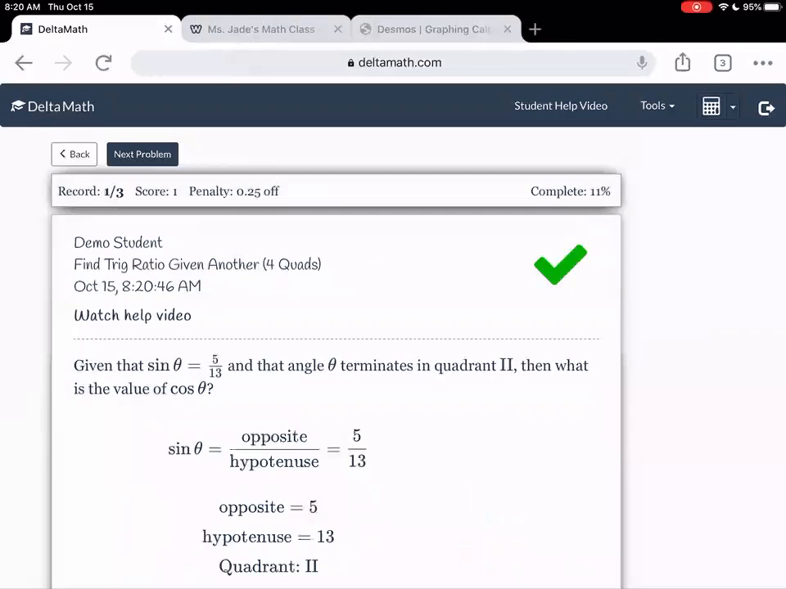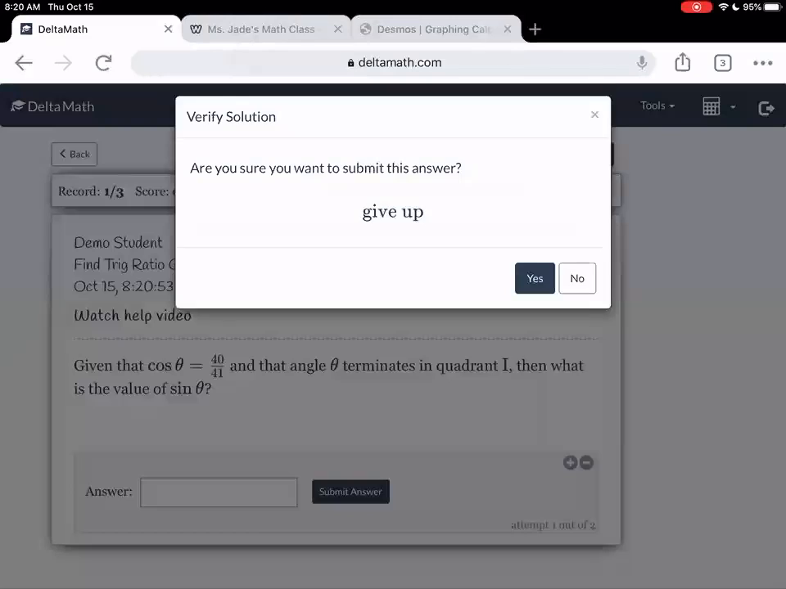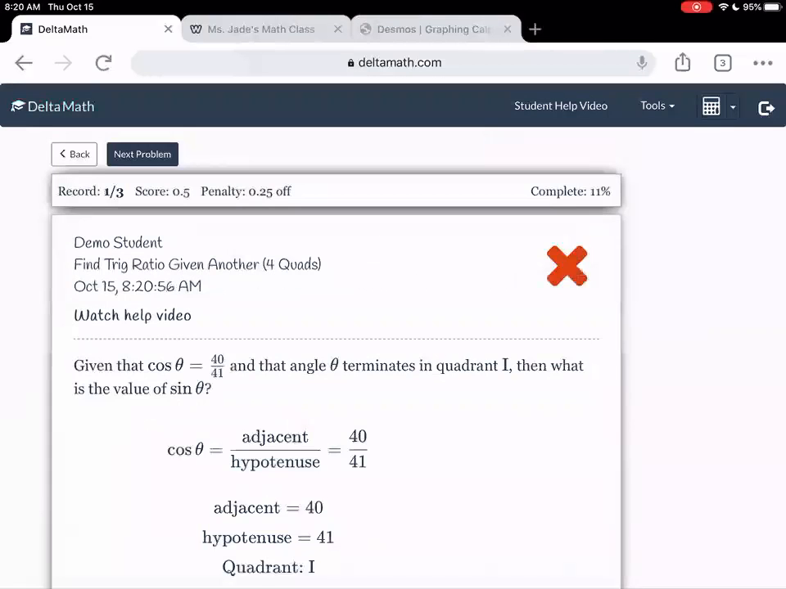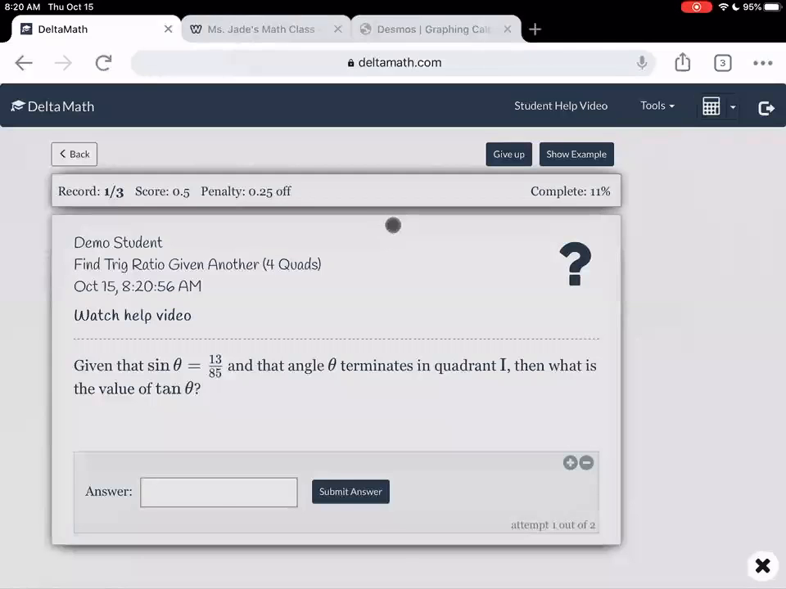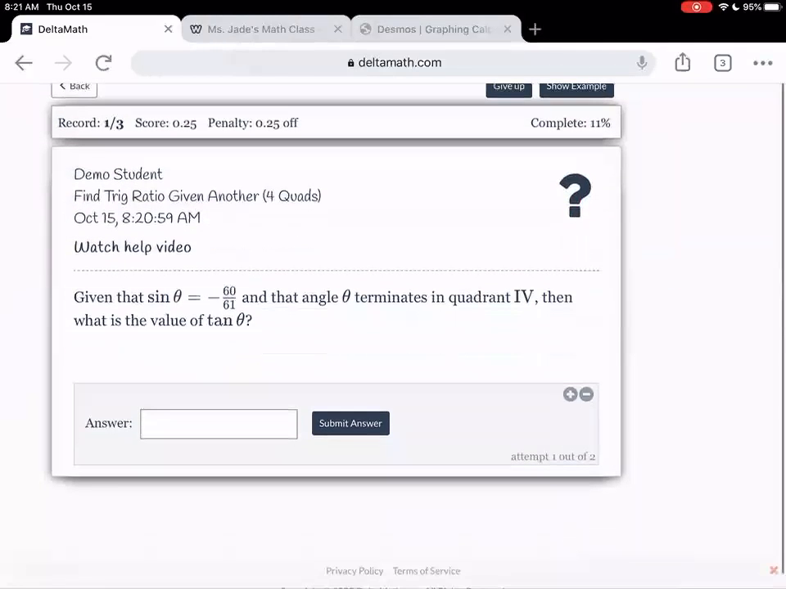Okay, I'm going to look for quadrant 3 or 4. Just going to keep going until the system gives me one. There we go, here's a quadrant 4. So let's do this one.